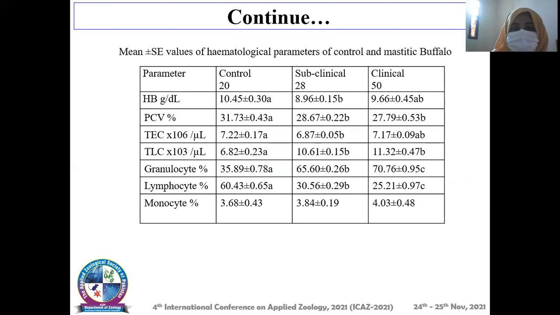The mean values of hematological parameters of control and mastitic buffaloes. For hematological analysis, the collected samples of mastitis affected buffaloes were tested for hemoglobin, PCVs, red blood cell count, total leukocyte count, granulocytes, lymphocytes, and monocytes, in which granulocyte amounts are very high in clinical mastitic buffaloes, and the monocyte amounts are very low.